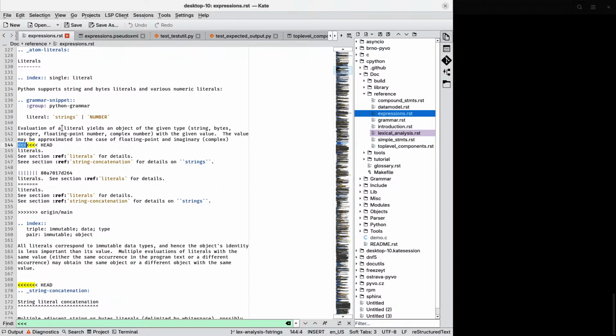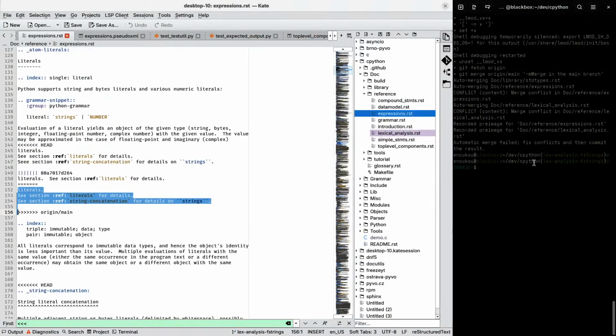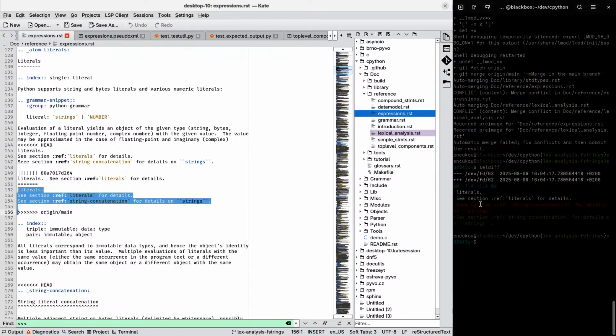Okay, so I think this changed when the t-string stuff was merged. So there was a literal section on literals. This is my version, and that is the version in current main. I wonder what the difference is. Oh, it's this E here. Okay, good.